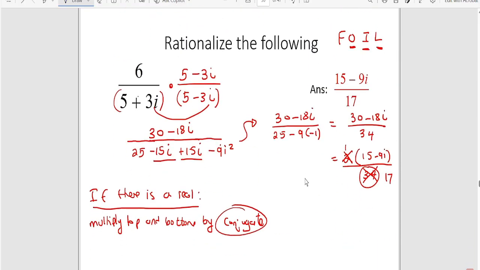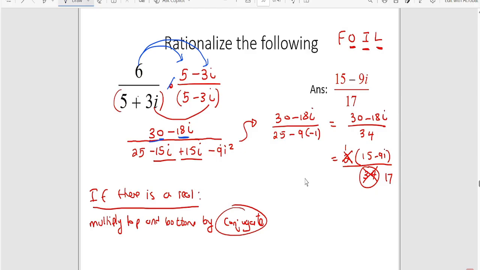Now to rationalize this type of number, here the denominator is 5 plus 3i, so I multiply both of them, numerator and denominator, by 5 minus 3i. So whatever my imaginary part is, I will switch the sign. Like it is plus 3i, so I need to do minus 3i. Okay, then I know how to multiply them. If I multiply these two, let me just remove this. So I do 6 times 5, which is 30. Then I do 6 times 3, which is 18i.